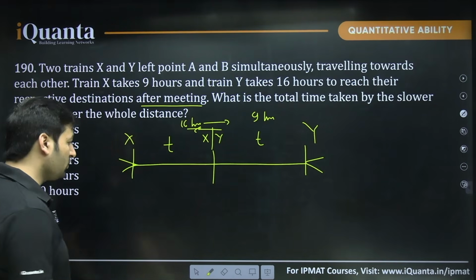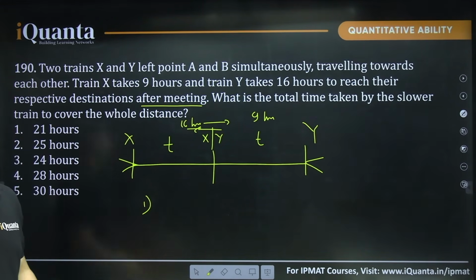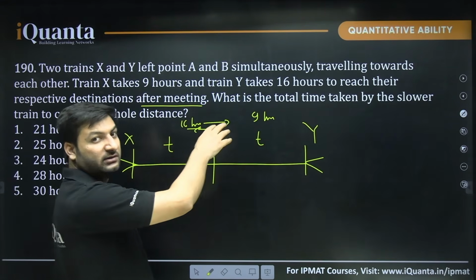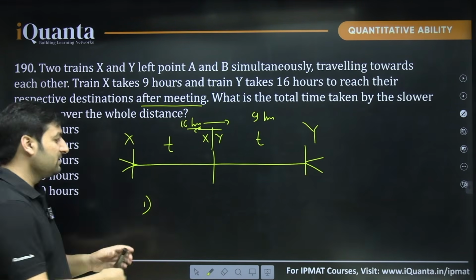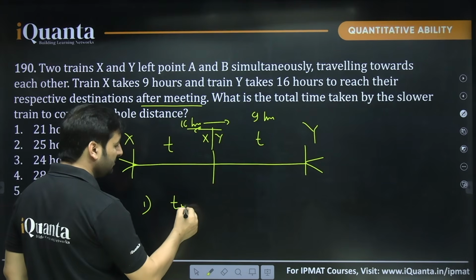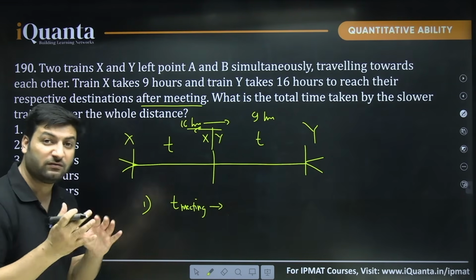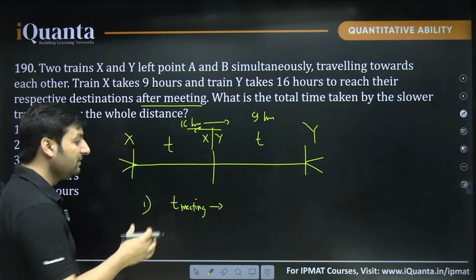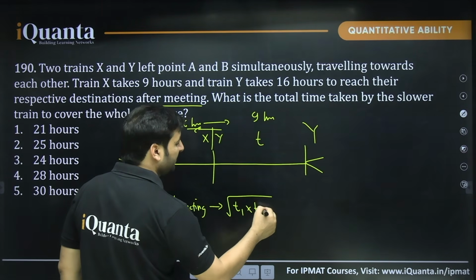Now let me tell you two shortcuts over here. If there are two bodies starting together and meeting at a point, and you are given in the question their time to cover the remaining distances after meeting, then the meeting time t, which is the time for which both of them travelled after they started, would be the root of the time taken by the first body times the time taken by the second body.